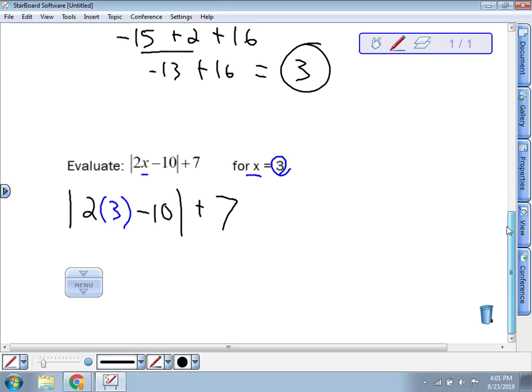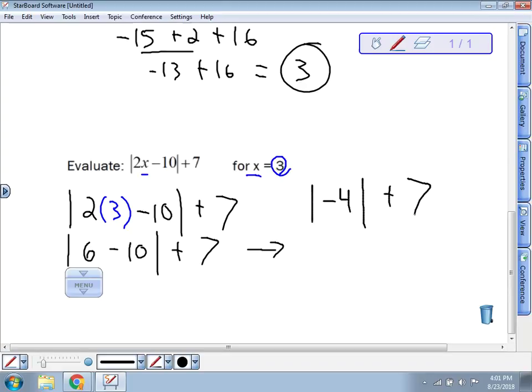Now we just use our order of operations. 2 times 3 gives us 6 minus 10, still inside the absolute value. What's 6 minus 10? I'm going to do this over here. 6 minus 10 becomes negative 4. What is the absolute value of negative 4? That's the big change right here. The absolute value of negative 4, I'll do that in red, is positive 4, and then that becomes plus 7. So our answer to this one would be 11.